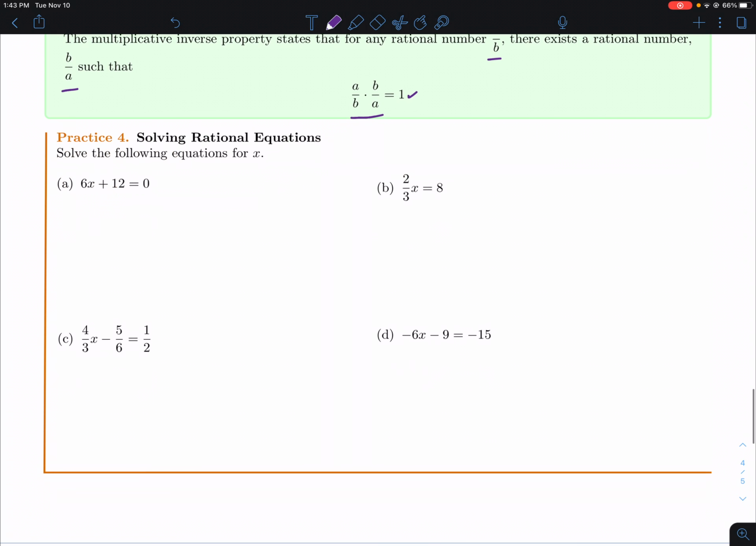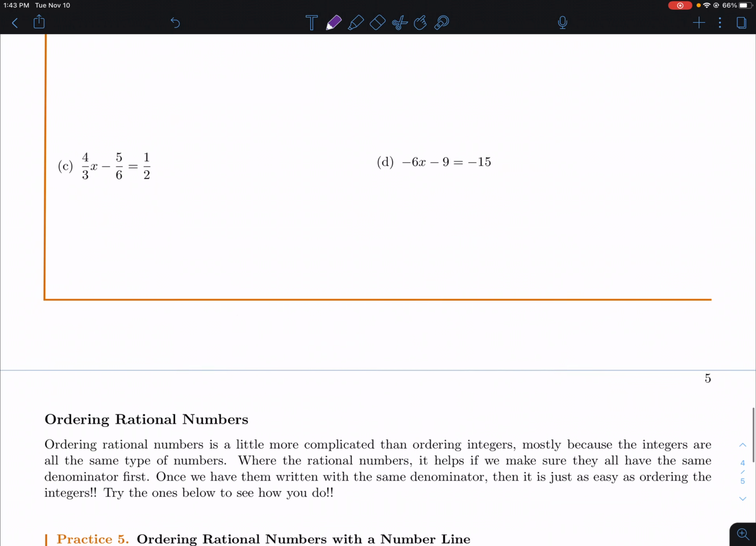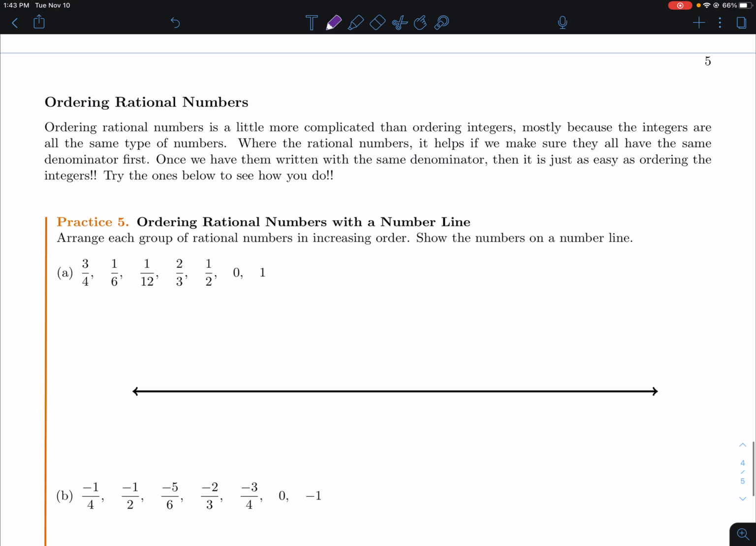All right, so at this point, pause the video. You guys work on practice 4. If there's any of them you get stuck on, or if you need further clarification on how to do any of them, just let me know. And like I said, I can expand on what I did there. When you're done, then come back and we want to talk about ordering rational numbers on a number line.